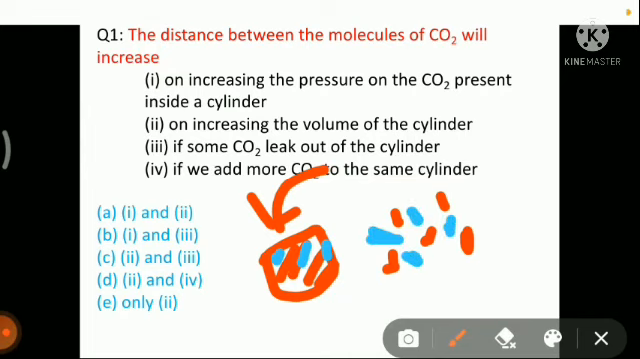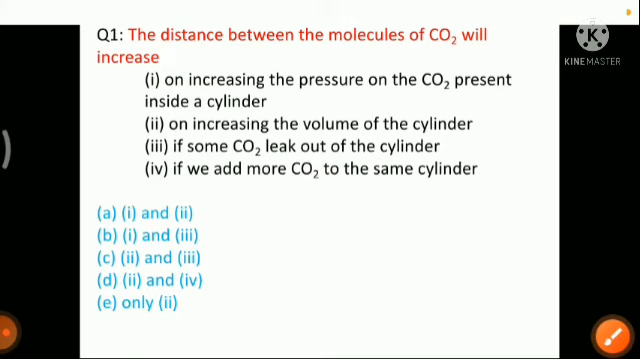So what it means is the distance between the particles now decreases, because in the same volume we are adding more gas. This is why we will see that the distance between the particles of the CO2 gas in the fourth condition will decrease, it will not increase. Okay, so the fourth condition is wrong. So what we have seen is that only the second and third conditions will increase the distance between the molecules of carbon dioxide.